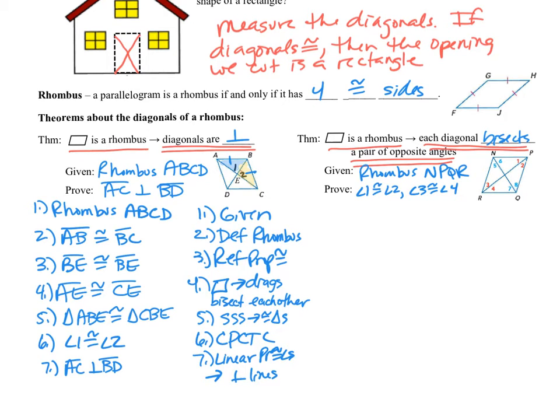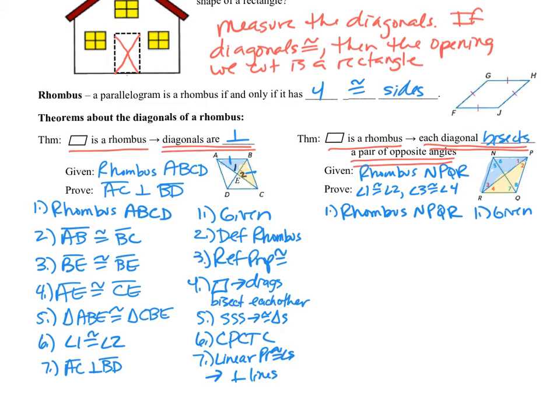All right, so let's start with our given, the fact that we have rhombus NPQR. Okay, that's given. Now to get 1 and 2 congruent and 3 and 4 congruent, we're going to need to get a couple of triangles congruent. So let me highlight the triangles that we want to get congruent. Let's see if we can get this triangle, which I'm going to highlight blue, congruent to this triangle that I'm going to shade yellow.